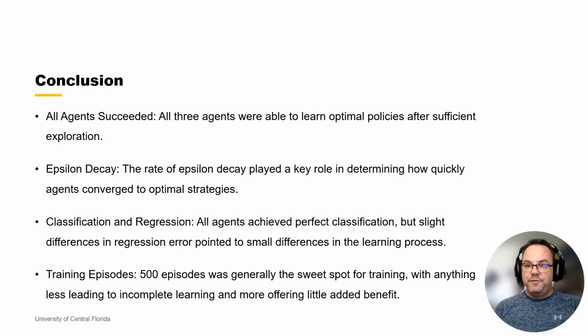Classification metrics were perfect for all agents, but regression metrics showed that the greedy epsilon agent was slightly more efficient in learning the correct Q values. With 500 episodes, we found this was the ideal training length, while less than 300 resulted in never finding a valid reward or a valid solution to the problem. Overall, the study highlights the importance of balancing exploration and exploitation, tuning the hyperparameters appropriately, and training agents for sufficient episodes to ensure learning success.